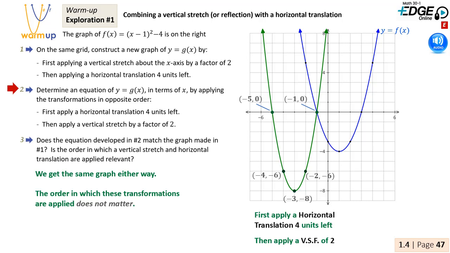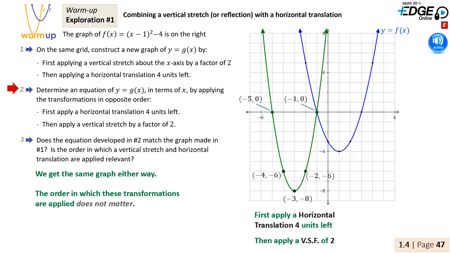We can conclude here that the order of these transformations does not matter. Why is it, in this case, that a stretch and a translation do not mind the order? Well, remember, a vertical transformation of any kind only affects the y-coordinates, while a horizontal transformation of any kind only affects the x-coordinates. That means that a horizontal transformation has no effect on the range, and a vertical transformation has no effect on the domain.